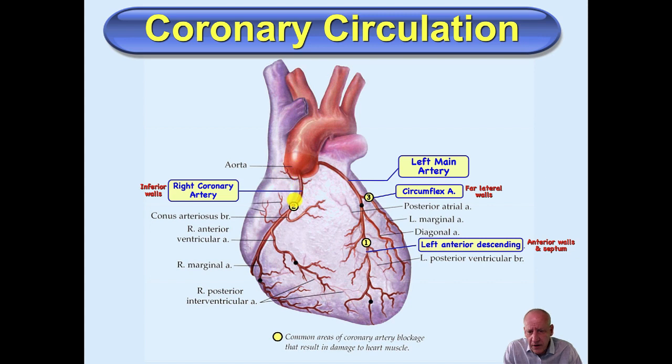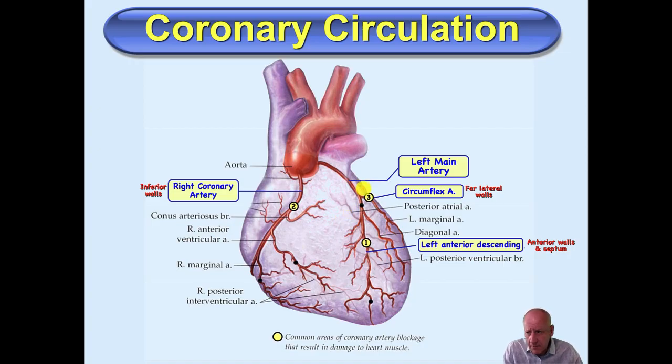The right coronary artery, the RCA, supplies mainly the right heart, the right atrium, and the so-called inferior walls of the right ventricle. The left main artery feeds the left atrium and the harder working left ventricle, but there is some overlap and inter-individual variability.